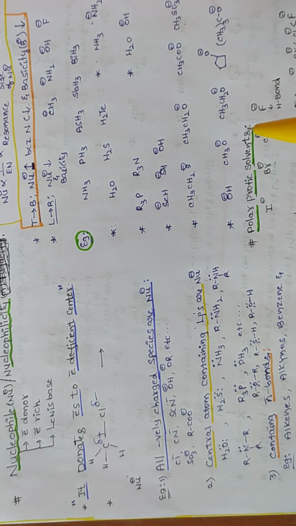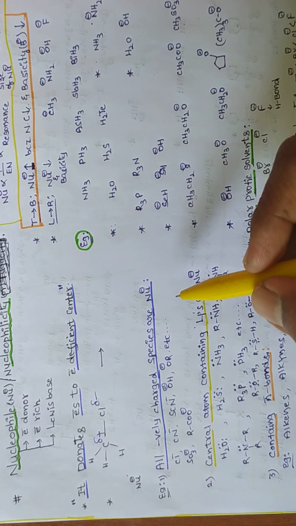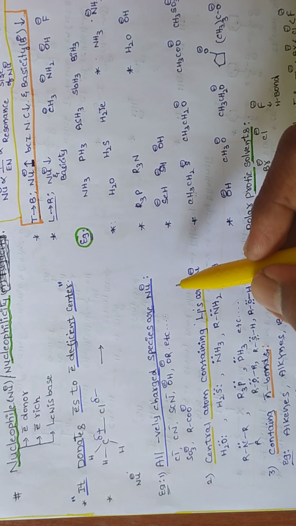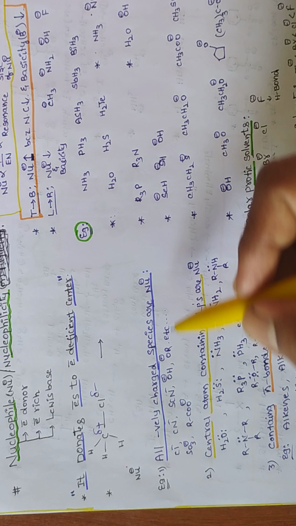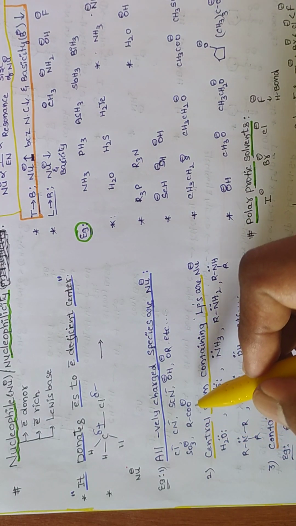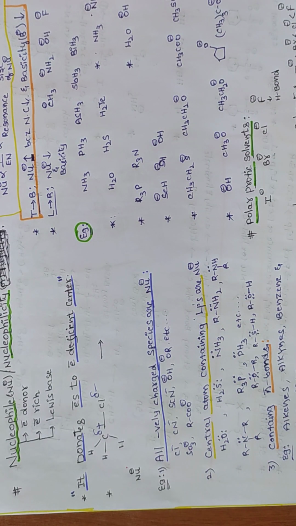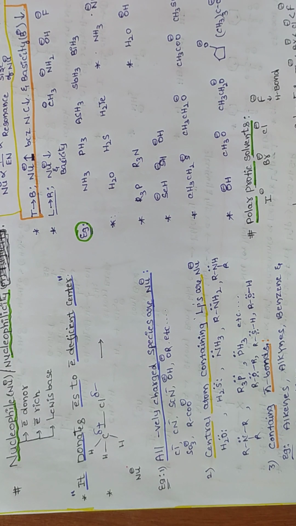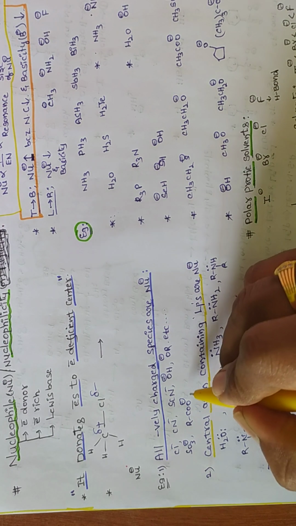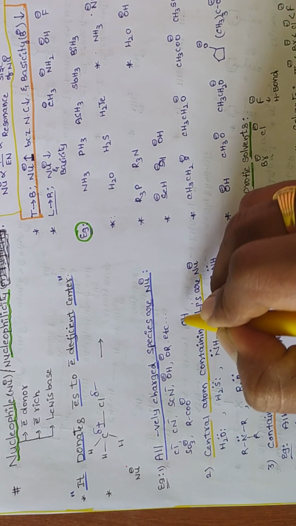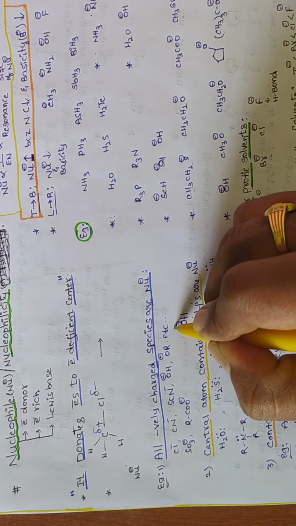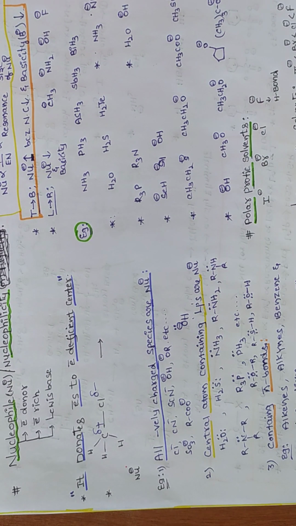So the nucleophile is donating the electrons to this carbon. Next, what are examples of these nucleophiles? All negatively charged species are nucleophiles: Cl minus, CN minus, thiocyanide, OH minus, OR minus, SO3 minus, RCOO minus. All negatively charged species are nucleophiles because they are electron rich centers. They can easily donate the electrons. Here the negative charge indicates 2 electrons.